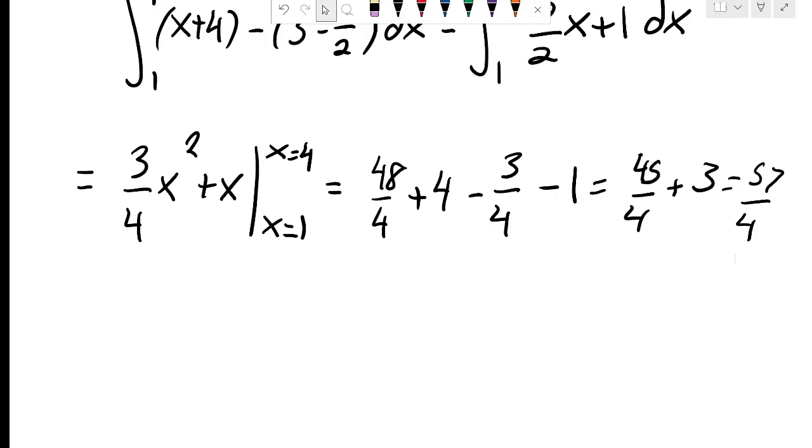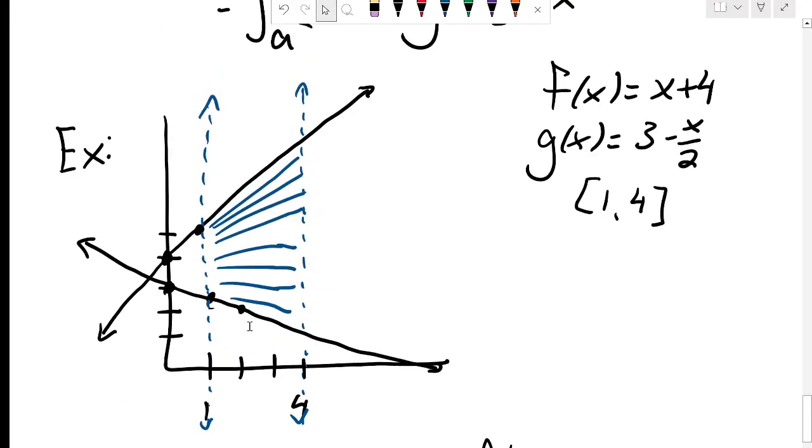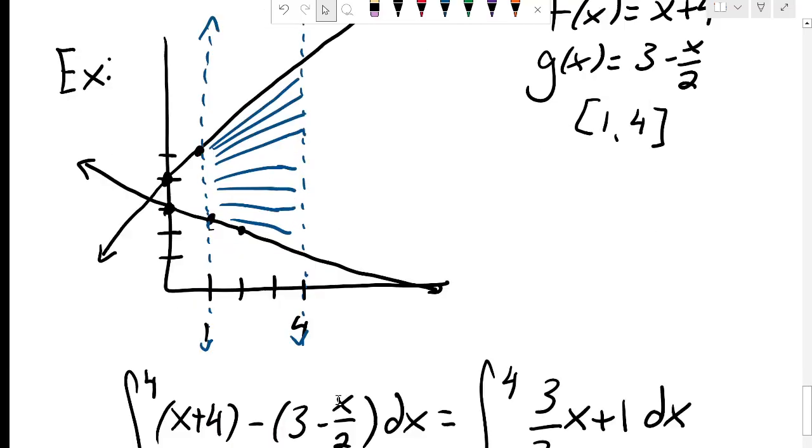Okay, so anyway, that's the way we would find the area between these two functions. Like I said, it's fairly straightforward. There's really no tricks to it here. The only tricky part comes into play when one function is not strictly larger than the other function. So we'll look at that case next.